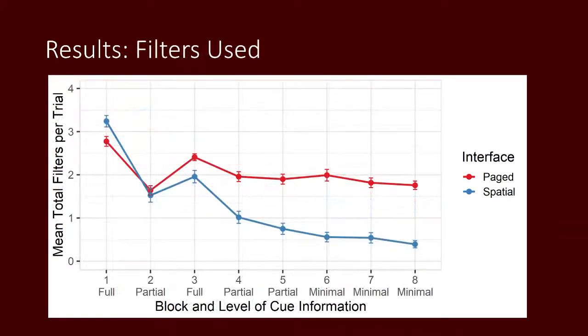We also tracked the number of filters that people used, and here we found a clear difference between the two interfaces. The paged interface in red uses about the same number of filters across all blocks, but with the spatial interface, people used fewer and fewer filters, down to less than 1 by the 5th block. And in the last block, half of the people didn't use any filters at all. This shows that people are developing spatial memory. They're switching from using filters to just remembering where the object is. And that's pretty good when there are 700 items on the screen.